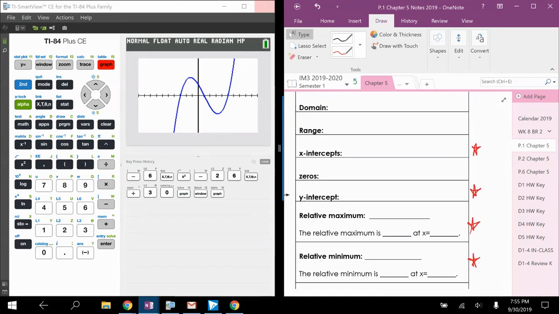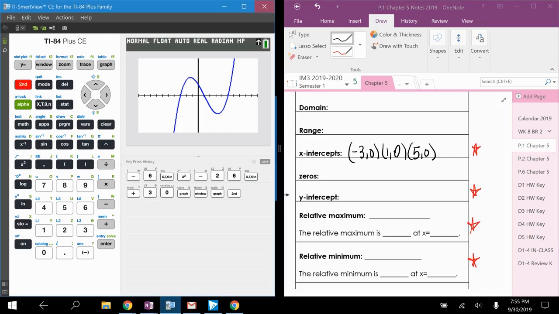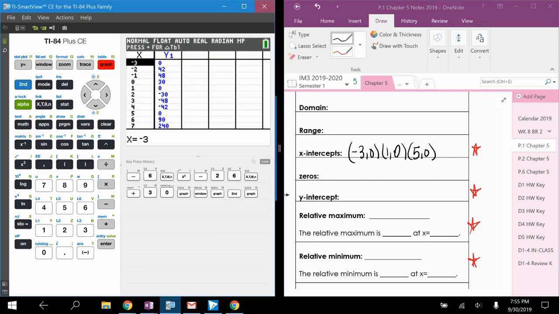Our x-intercepts look like negative 3, 0, positive 1, 0, and positive 5, 0. You can see that by just looking at the graph itself, or you can press second graph, which is the table, and you'll see here at negative 3 you have 0, you have 0 at 1, and you have 0 at 5.